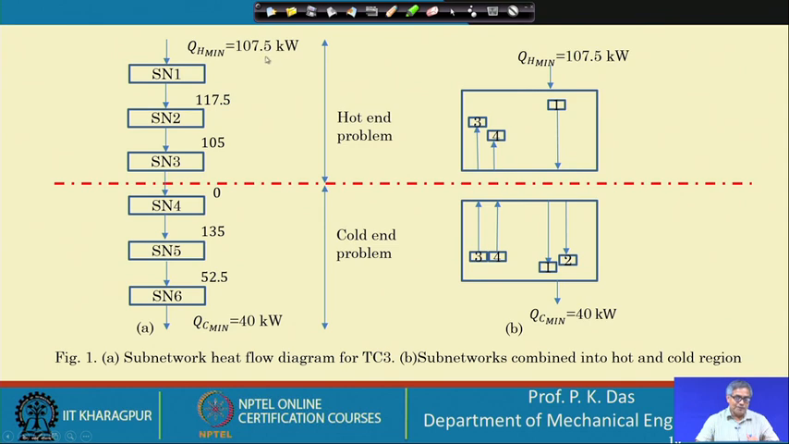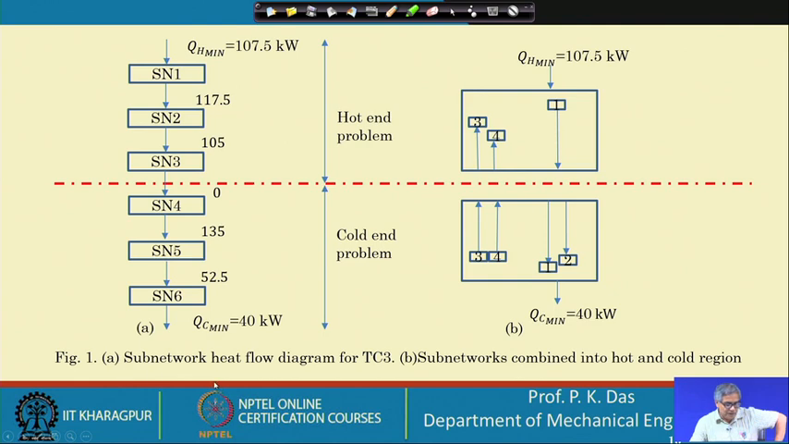At the top we have given 107.5 kilowatt, that is the hot utility. At the bottom we are extracting 40 kilowatt, that is the cold utility, and we have got zero heat exchange at this point. So, this we call the hot end of the problem, this we call the cold end of the problem. And if we see the hot stream and cold stream, they can be shown like this. So, this is the hot end problem, this is the cold end problem.